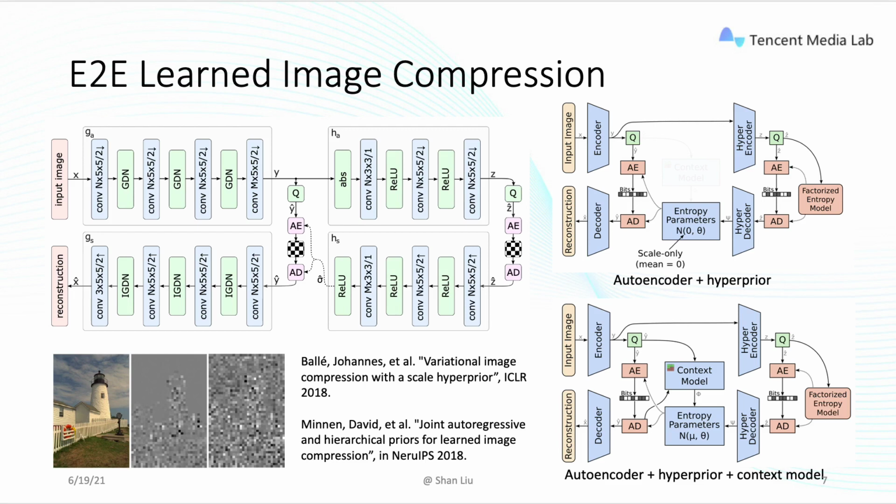Later in the same year, the same group of researchers from Google published a work in which they further added an auto-regressive prior on top of the hyperprior, which is shown in the block diagram on the right. The proposed model jointly optimized an auto-regressive component that predicts latents from their causal context, along with the hyperprior and the underlying autoencoder.